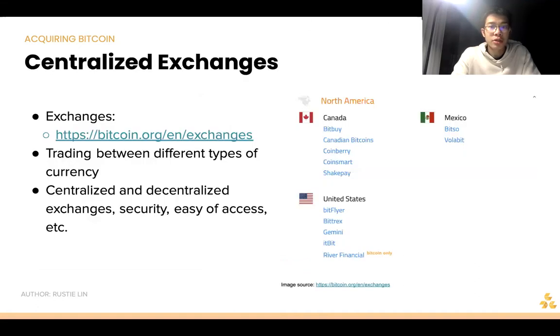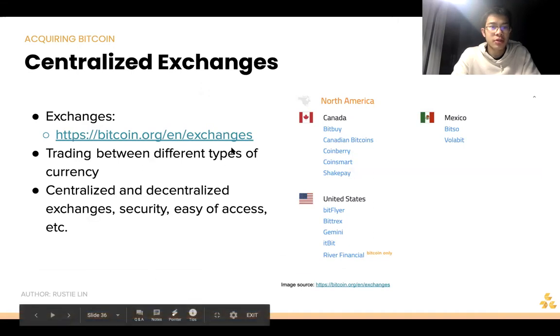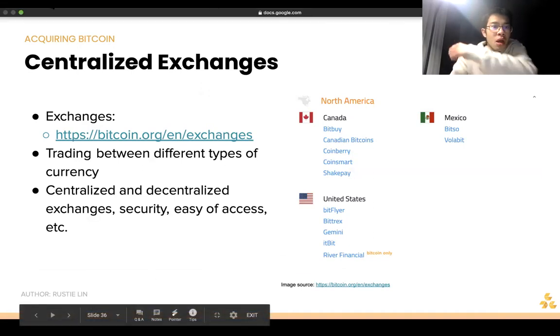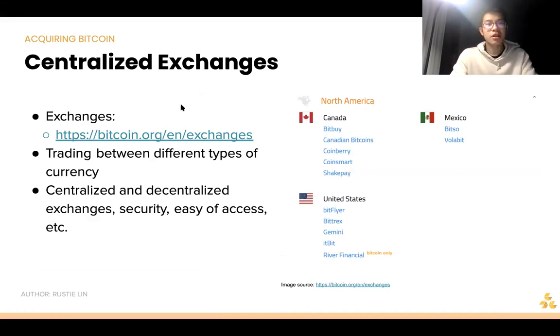Now let's talk about exchanges. There are two main types of exchanges: centralized and decentralized exchanges. Centralized exchanges are kind of like trading different types of money at the airport. You just trade between different types of currencies. Centralized exchanges are easy to use and they're supposed to be secure.